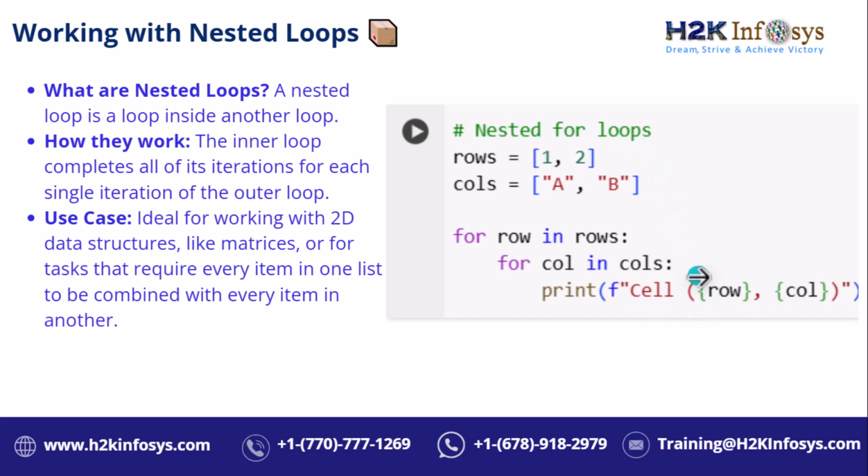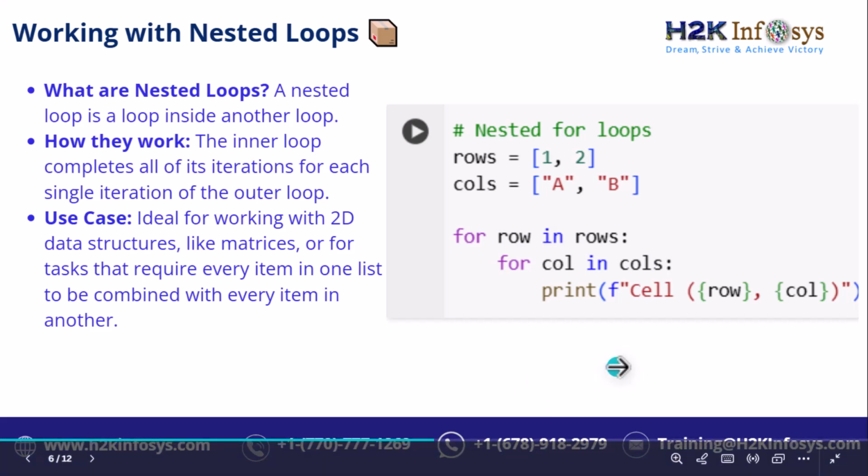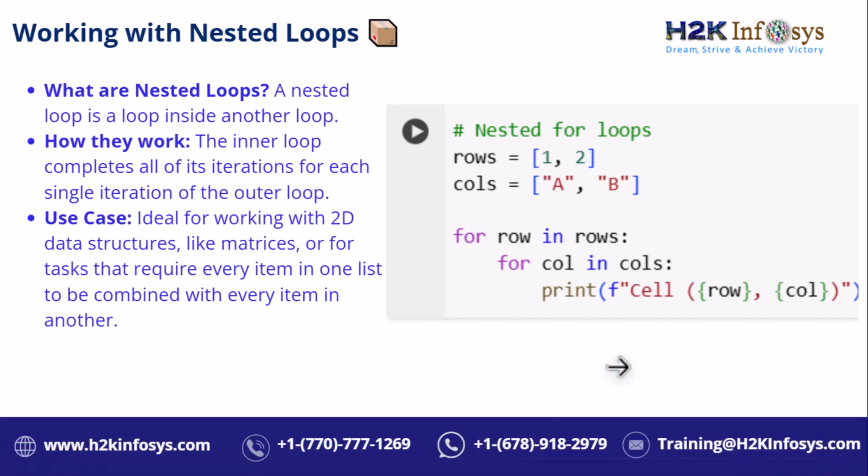Once it is done with this one, it will go back again to the first loop. What is the second element here? 2. Then it will come down. Again 2A, 2B will be printed. It will go back to the main loop. Here there are no more elements, so it will come out and then the final printing element we can see here.